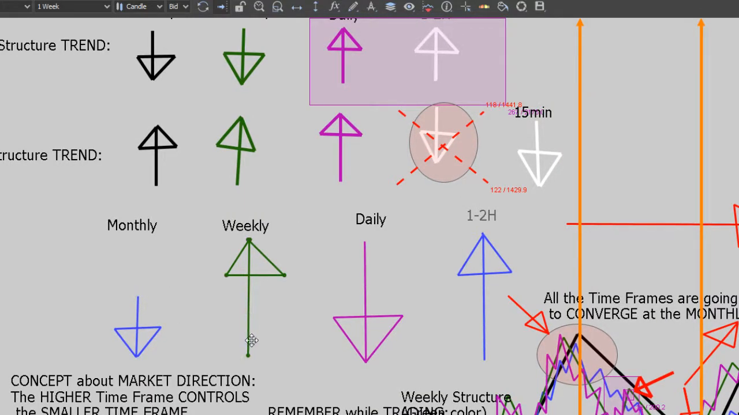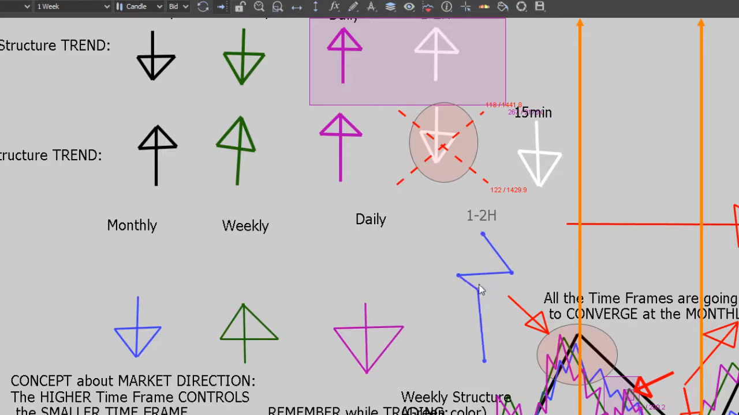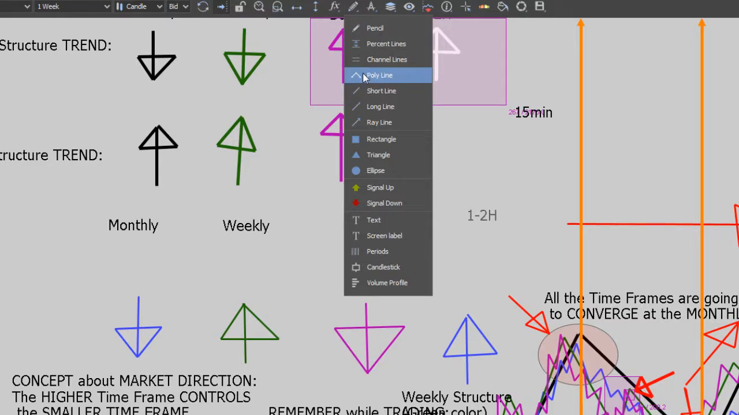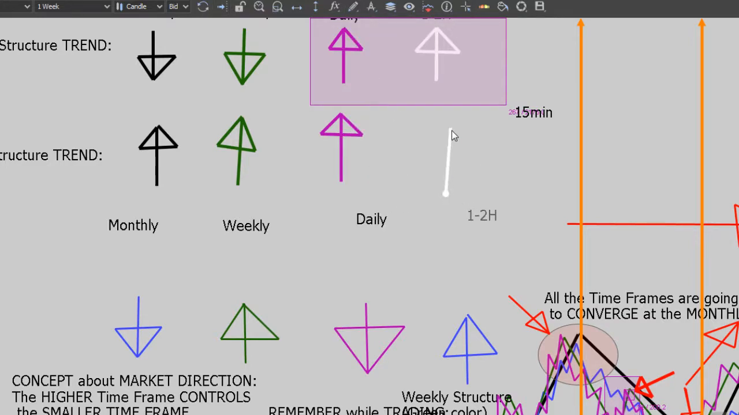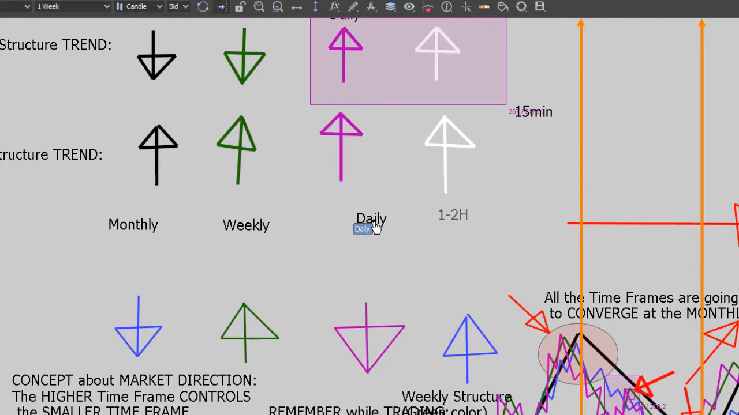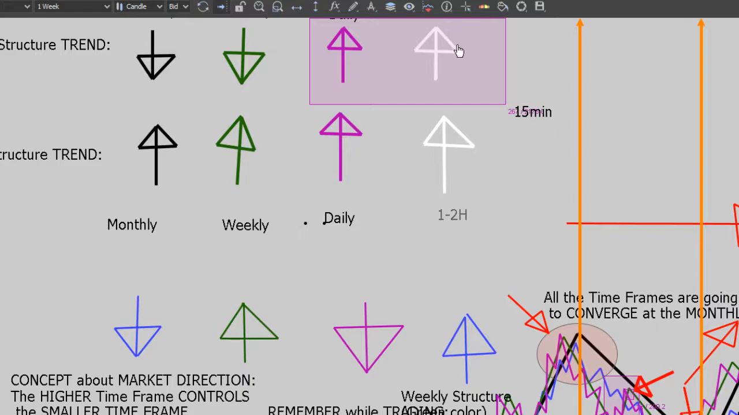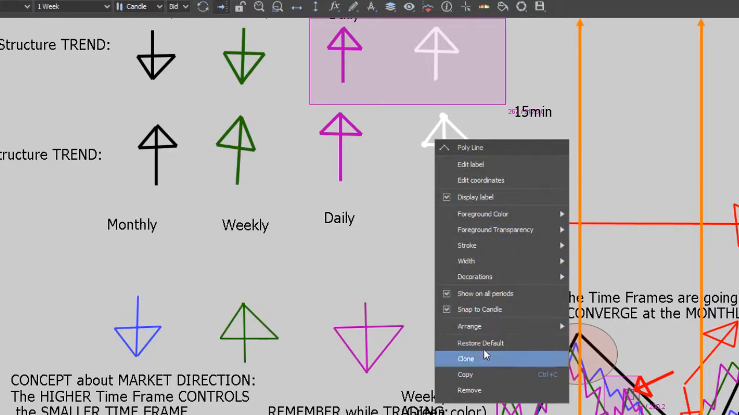Let's make another example. Sometimes, not always, it happens that all the time frames are positioned in the same way, structurally, or even maybe not structurally. The structure and the trend, the highs and the lows, are positioned in the same way. Okay? Sometimes this happens.